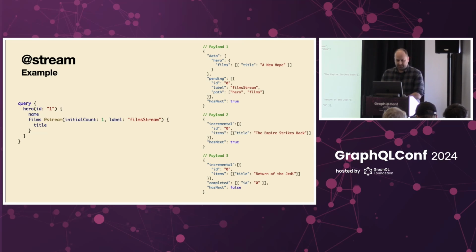Yeah, so in this example, we're asking for a list of films, and we want the first one to be returned in the initial payload. So we have initial count 1, and the remainder of them are going to be streamed. So we have the first payload, and the first film is there, and then there's 2 more payloads with each film.